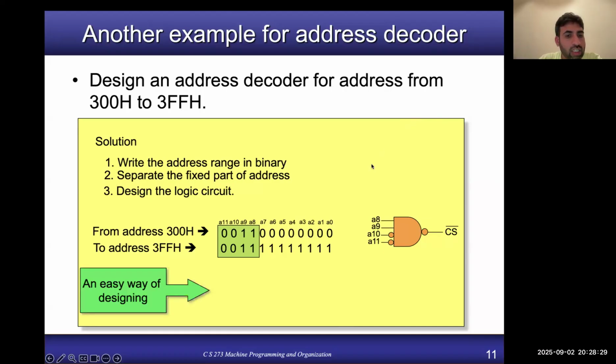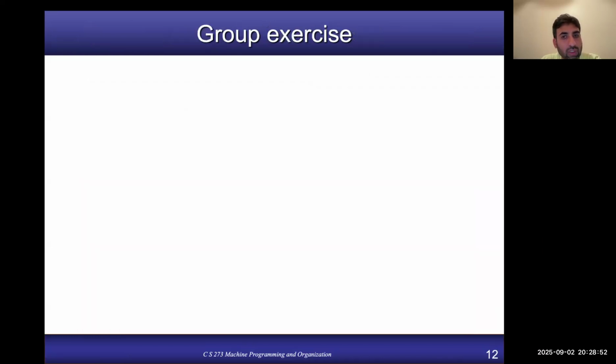Okay, another easy way of doing this is that you simply put a NAND gate here, and for the bit positions which have 1, you don't put a bubble, and for the bit positions which have zeros, you put a bubble. So simply replace zeros with bubbles on the input of the NAND gate, and for ones, you keep them as they are. You don't invert them.